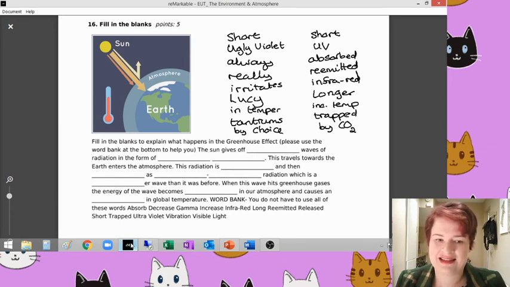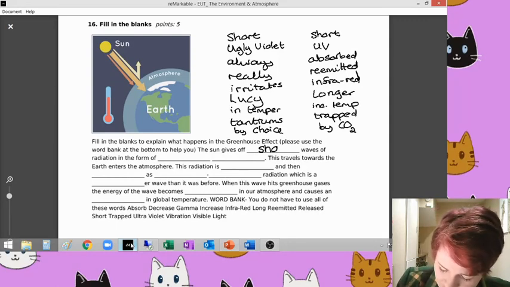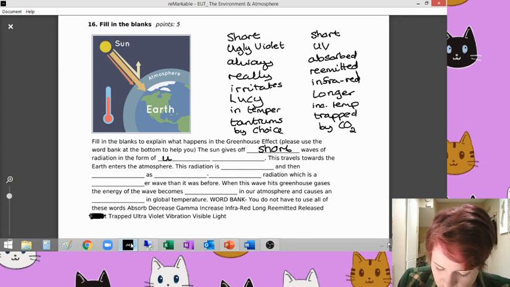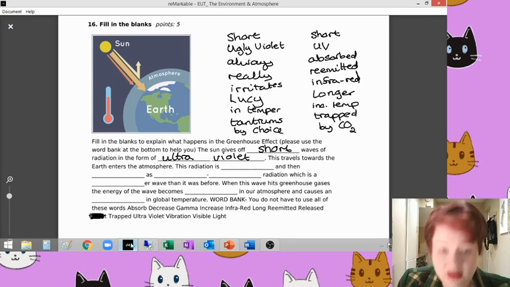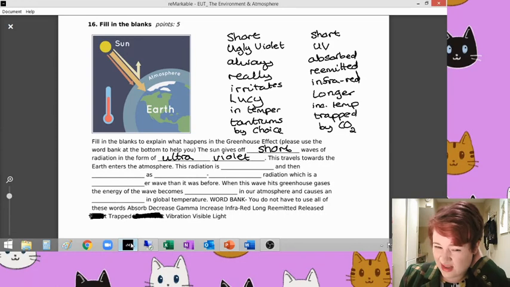So let's get this into the answer. The sun gives off short, and we've used short, there it is, from our word bank, waves of radiation in the form of ultra for one space, violet for the other. That was in the word bank. Ultraviolet, there it is. So we've used both of those. Not necessarily going to use everything in the word bank, but let's count some out as we go.